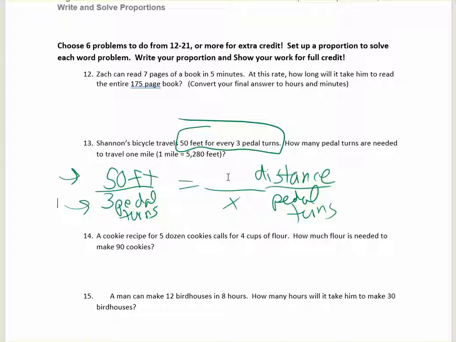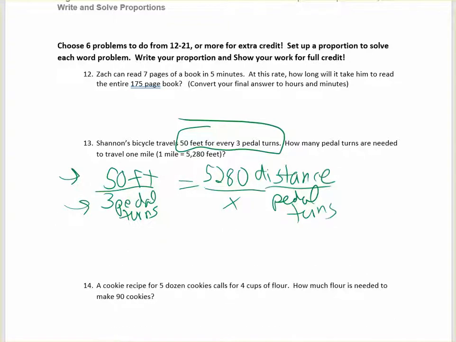Now let's see what other information do they give us. How many pedal turns are needed to travel 1 mile, which is 5,280 feet. That is our distance. This is the proportion you would set up, and then you would solve the proportion in order to answer the question. So again, your assignment is to write the proportion and then to solve it to find the answer.